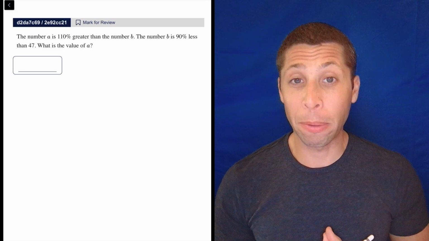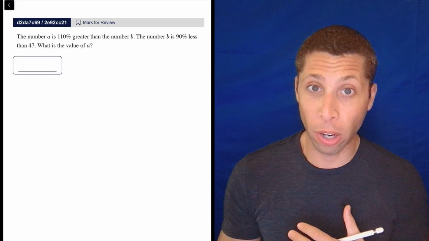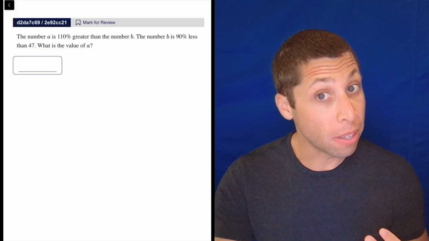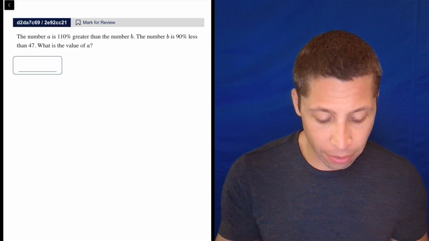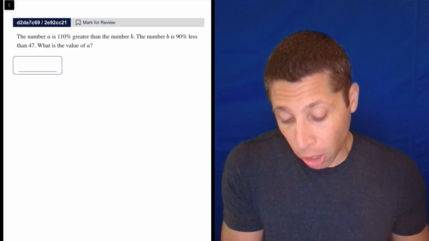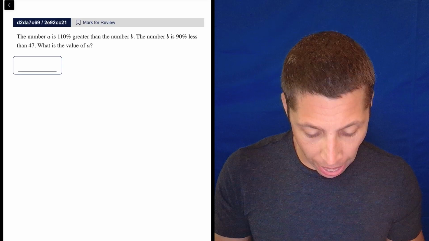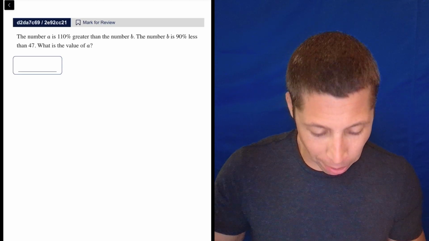Now this question looks very similar to a bunch of other ones that you might have seen in the question bank on some practice tests. Maybe you've seen me solve them in some of my videos, but there is a slight difference. My first thought would be to arithmetize, right? The number A is 110% greater than number B.